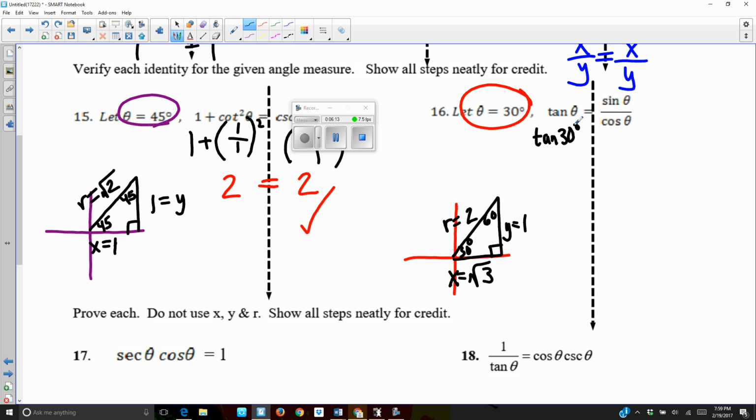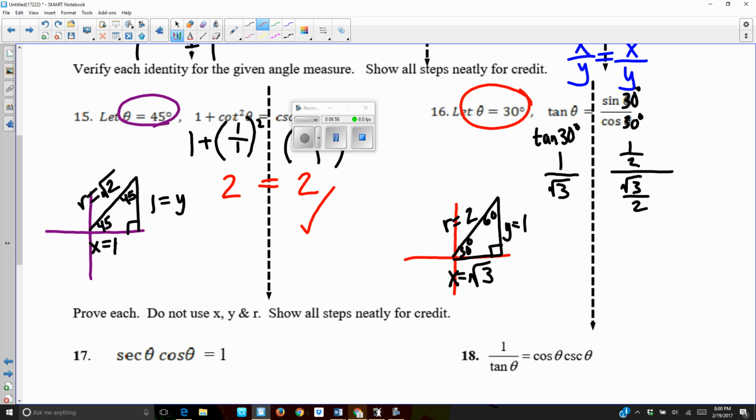And of course, tangent is y over x. So the tangent of 30 degrees just becomes 1 divided by radical 3. And then on the right side, again, all we're really doing is the sine of 30 degrees divided by the cosine of 30 degrees. The sine of 30 degrees is y divided by r, which in this case is 1/2. So the top part of the fraction becomes 1/2. The bottom part is cosine, so that's x over r, radical 3 divided by 2.